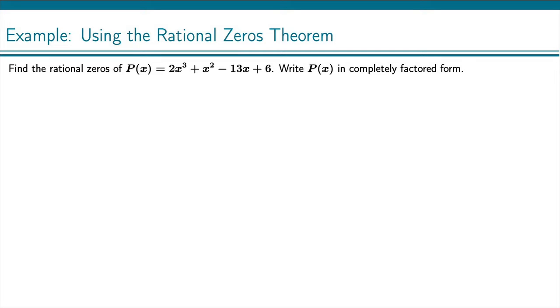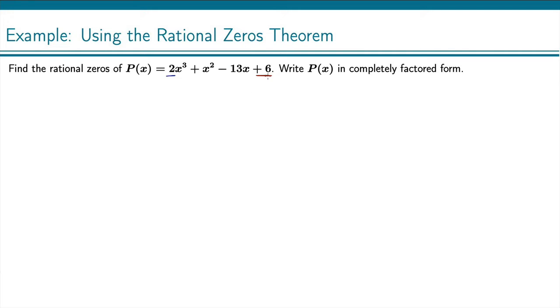Find the rational zeros of p of x equals 2x cubed plus x squared minus 13x plus 6. Write p of x in completely factored form. So our rational zeros theorem tells us that we can take the factors of the constant term and divide them by the factors of the leading coefficient. And that gives us a list of all the possible rational zeros.